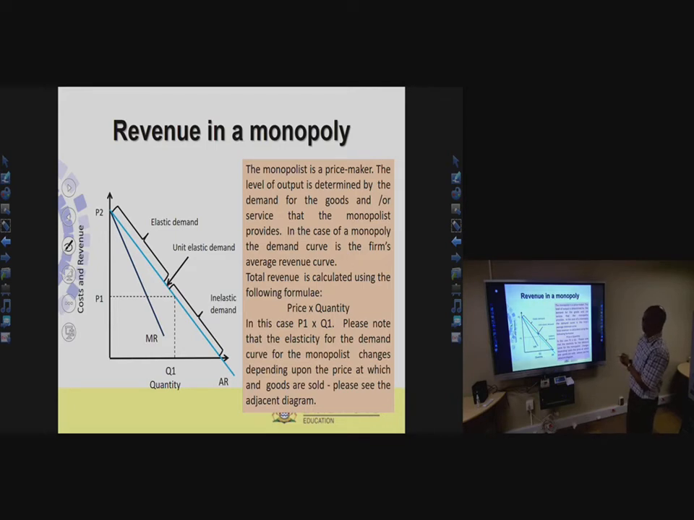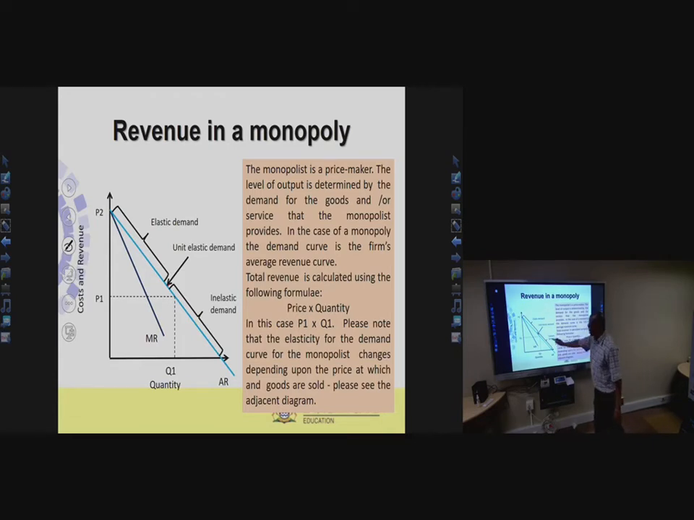Then can we just read what is said so that we can understand what I was explaining? The monopolist is a price maker. Then they decide on the price. The level of output is determined by the demand for the goods. If the demand is high, then the monopolist will produce more, whether it's goods or services.